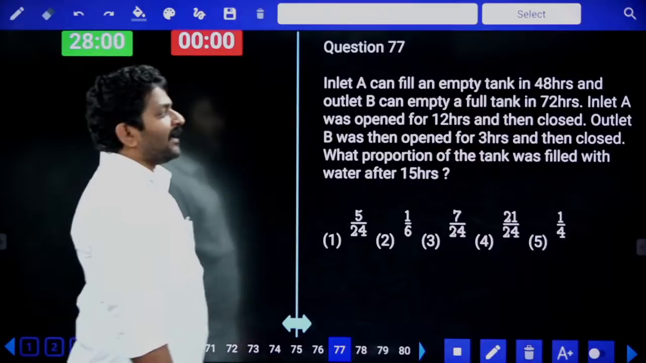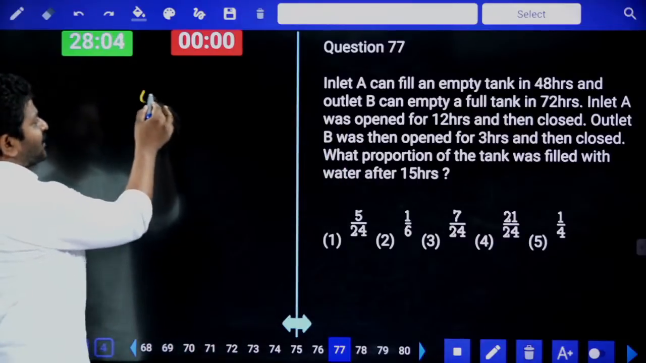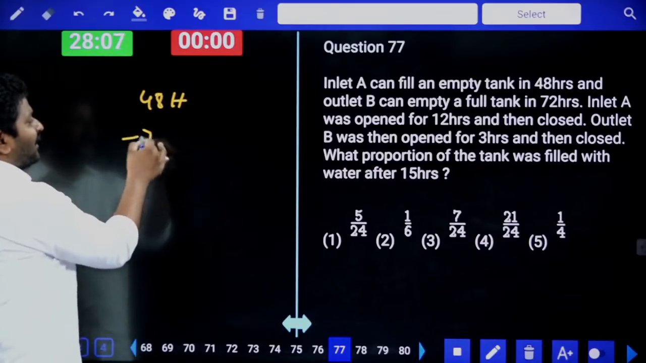Inlet A can fill an empty tank in 48 hours. Outlet B can empty the full tank in 72 hours. One is inlet, the other is outlet.